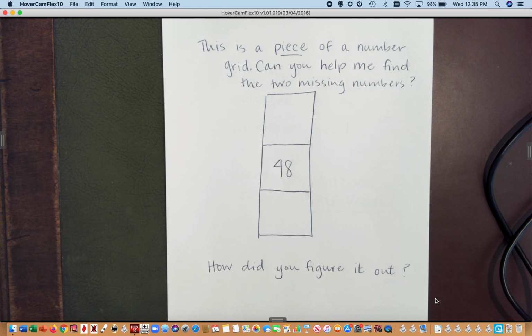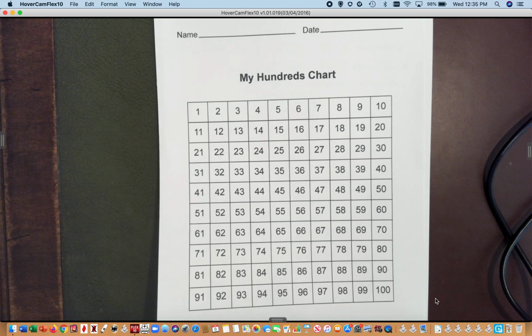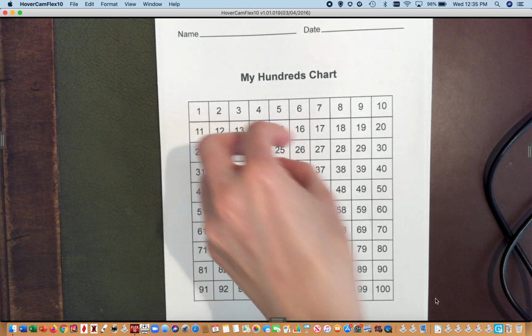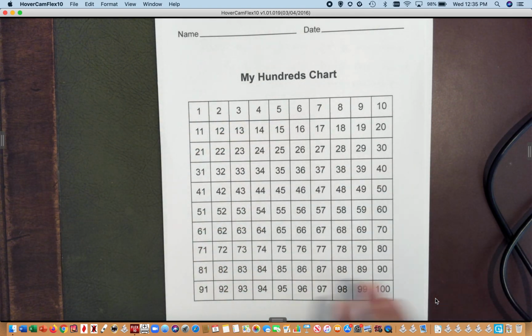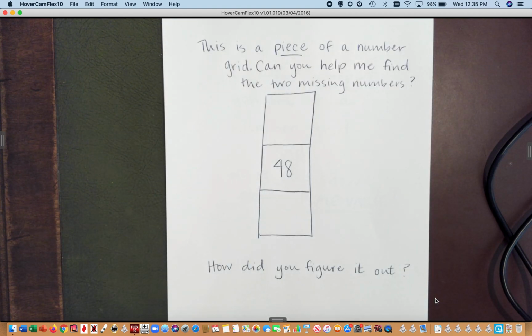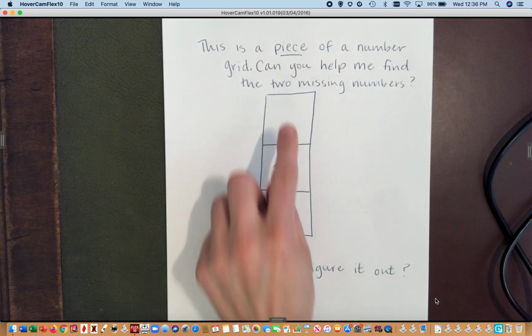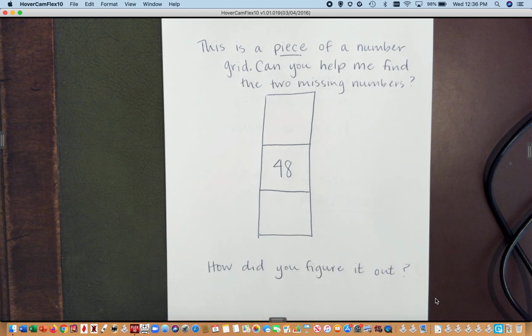So let's look at this hundreds chart again. It's basically like the person who made this puzzle took part of this number grid or hundreds chart and turned it into a puzzle, and it's our job to find the two numbers that belong in these blanks. You can pause the video if you'd like. I'm just going to wait a little second for you to have some thinking time, and then we'll talk about different ways to figure it out.